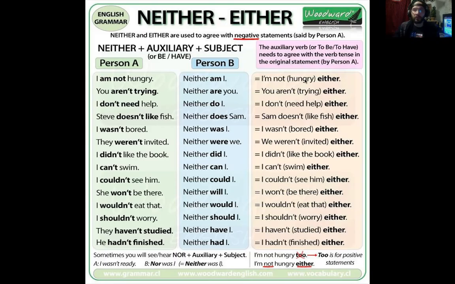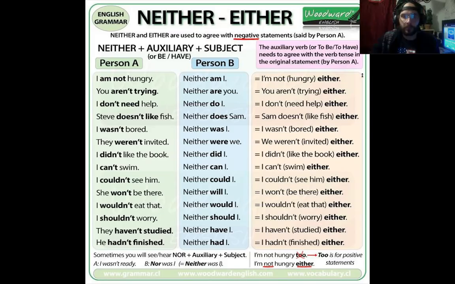So that is why you'll notice looking at this study chart, let me make that bigger, that we have I am not hungry, neither am I. We have am, the same auxiliary, the same form of be. It's staying the same. You aren't trying. Neither are you. Are. So that should help you. That should be something you can make that observation.